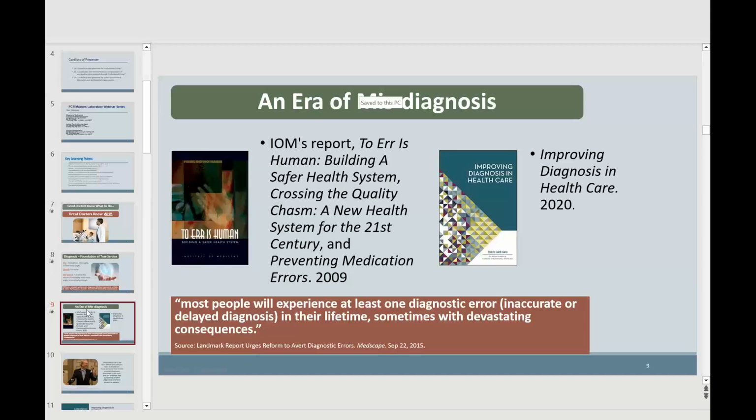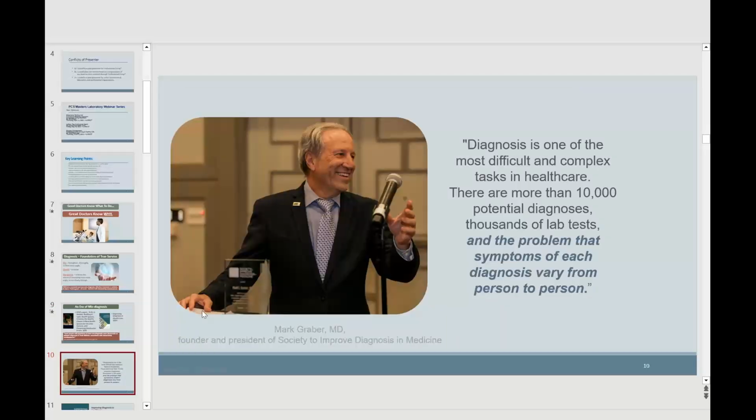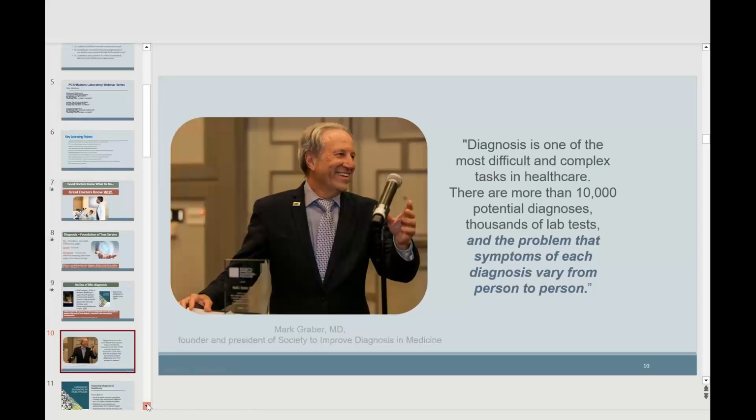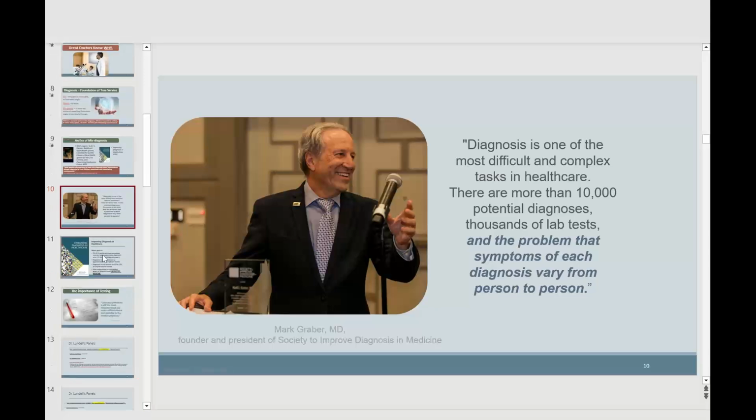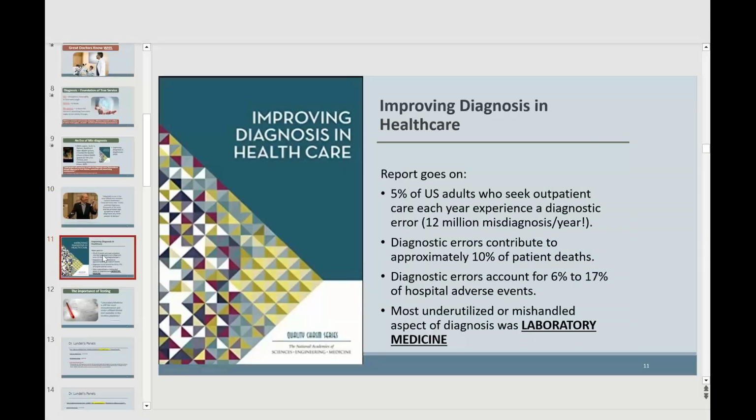So we do live in an era of misdiagnosis. In this report, the Institute of Medicine's report on the devastating consequences of misdiagnosis, Dr. Mark Graber leads the Institute of Medicine, and he's the founder and president of the Society to Improve Diagnosis in Medicine. And making a diagnosis is tough, especially in the Western model, because they're not looking at the true causes of things. So that's what we have to do. We have to look at the true cause of things.